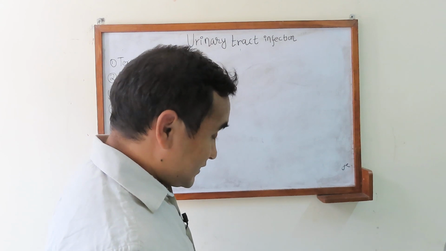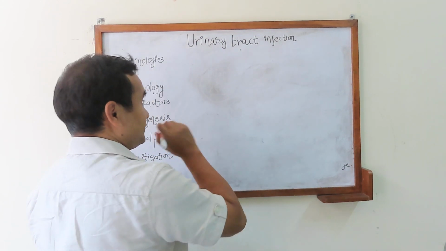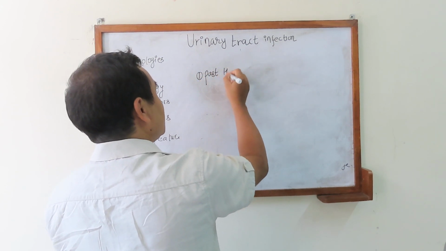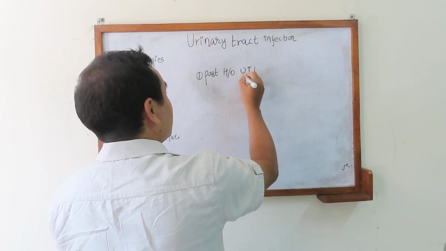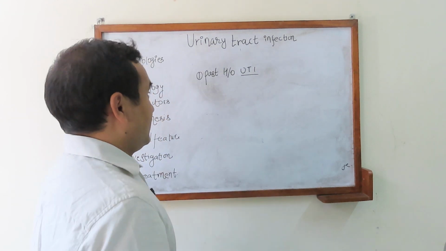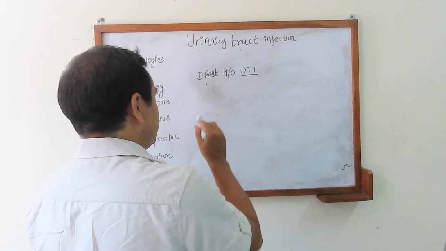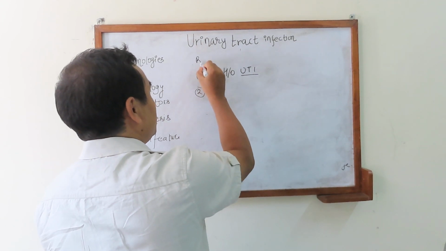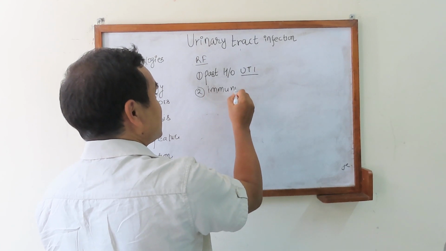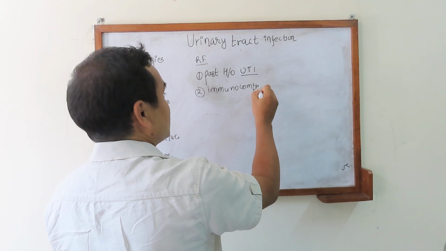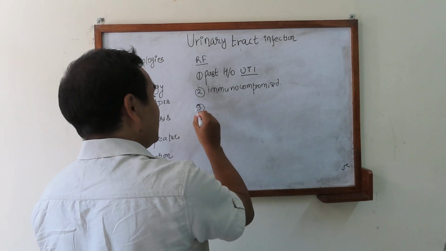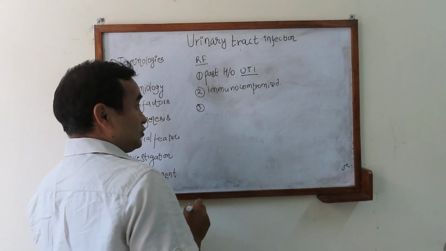So what are the risk factors of UTI? A risk factor of UTI is past history of UTI. If someone has had a UTI, then that predisposes to another episode of UTI. Second risk factors for UTI are, like, immunocompromised status, like diabetes, they are more prone. Patients who are taking immunosuppressives are more prone to have UTI.